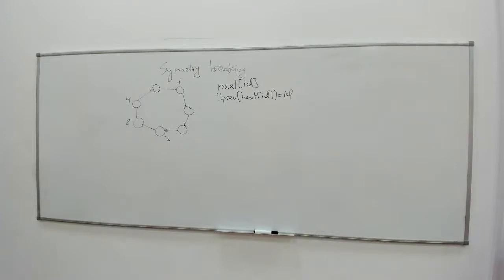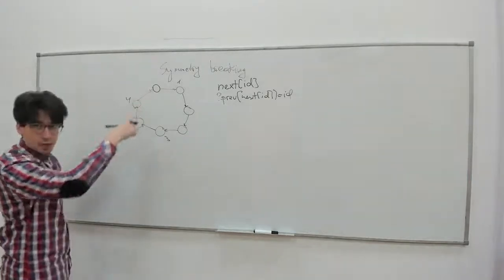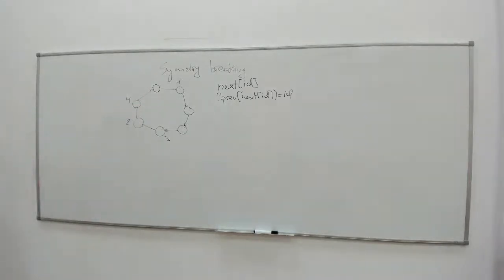So what is the key idea of symmetry breaking? We need to color each vertex with a color such that it has no neighbors with the same color. So we kind of want to find independent sets, to split this cycle into independent sets.